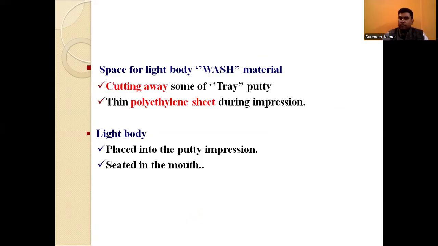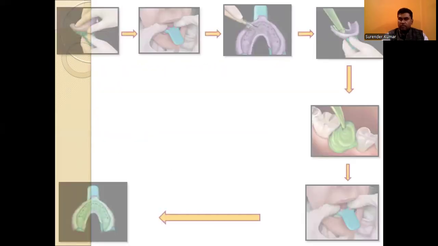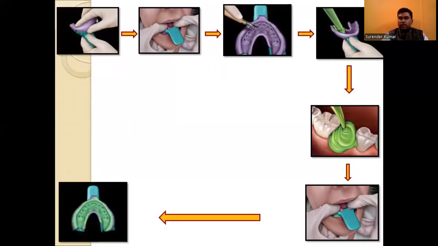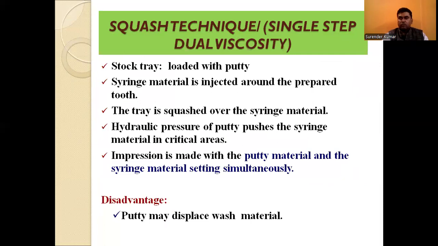After that, you mix the light body and place it in the putty impression and then seat it in the mouth again. So you can see here how the putty is being kneaded and placed over the tray. You make the primary first impression, then you can use a scalpel or any method to create space, and then you can place the light body in the mouth as well as in the impression, and then squeeze it.